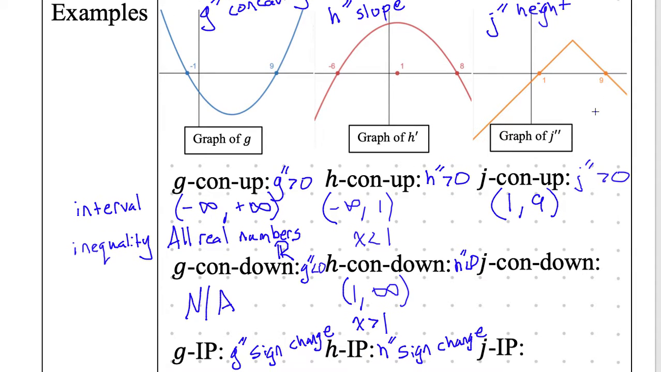Who can turn that into inequality notation? Wait, is it concave up or concave down? It's concave up because it's above the x-axis. It has a positive height. Where do I have a negative height on this graph?